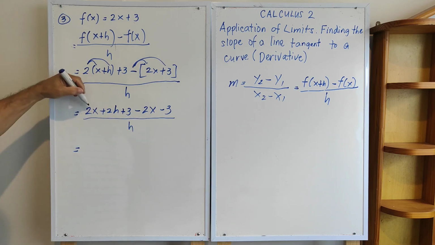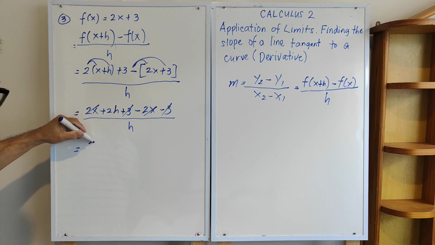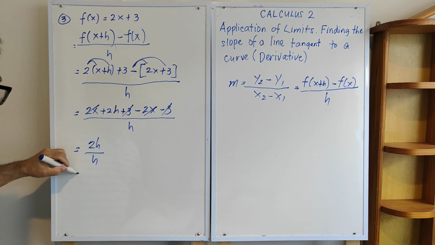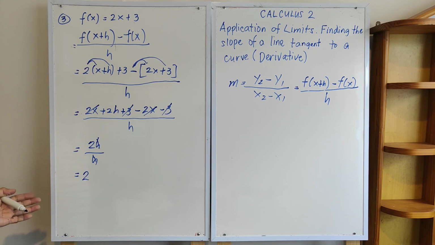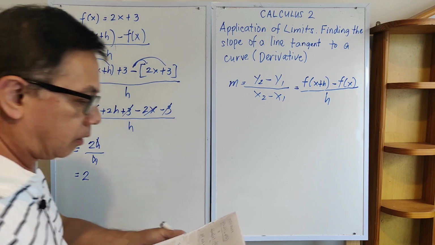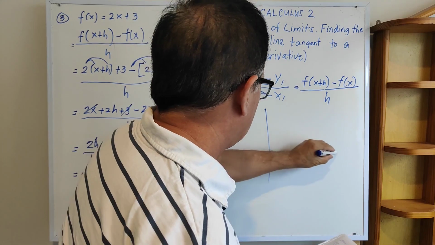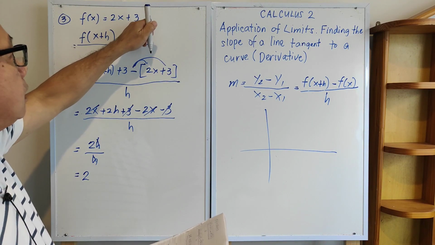Now 2x and 2x will cancel out, 3 and 3 will cancel out. What you have left is 2h over h, and then h will cancel out. So your slope is 2. Where's the x? There's no x. Let me draw this line. I'll just use the slope-intercept form. The y-intercept is 3.